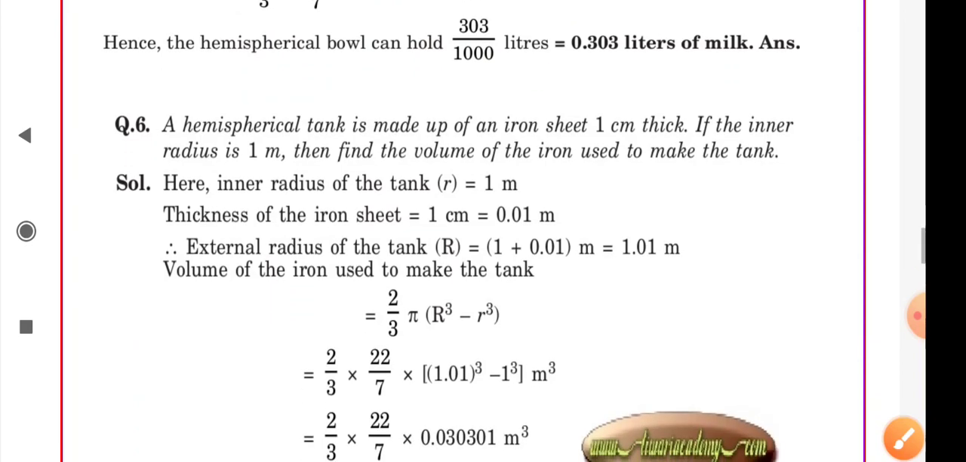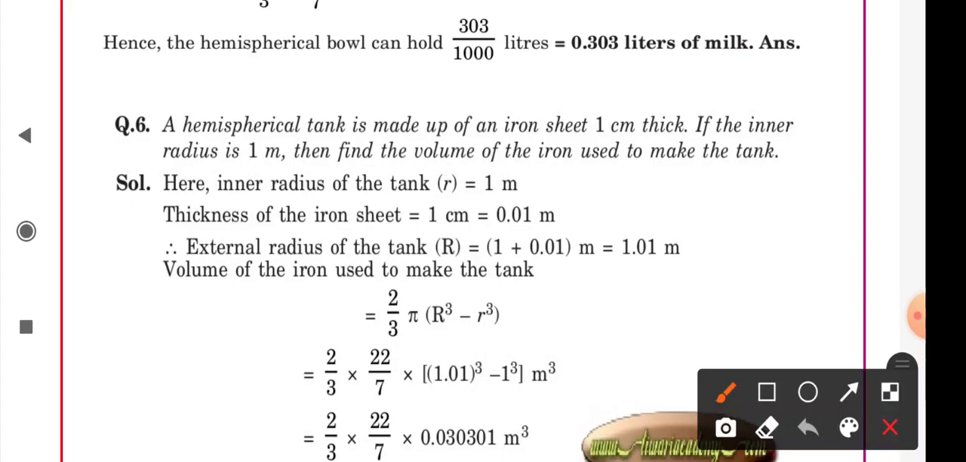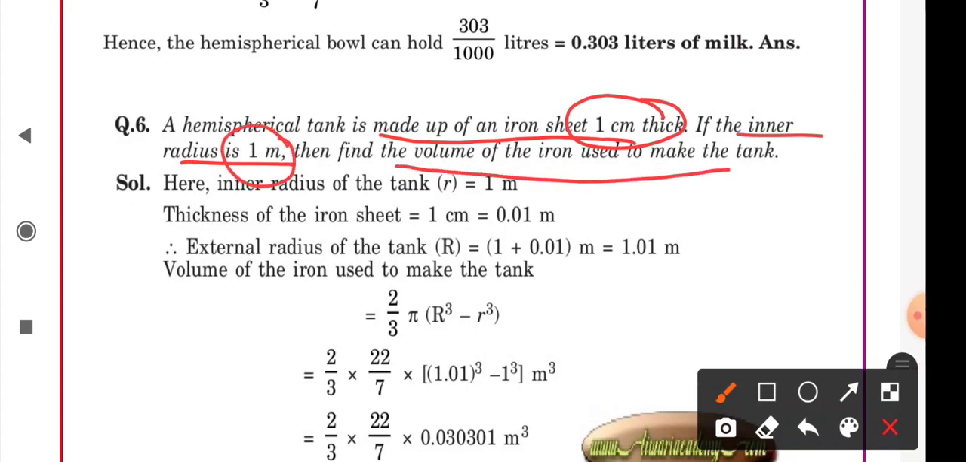Now moving to question number 6. In question number 6, you are given that the hemispherical tank is made up of iron sheet 1 centimeter thick, and the inner radius is given this much, and you have to find the volume of the iron used to make it. That means a hemispherical tank like that.